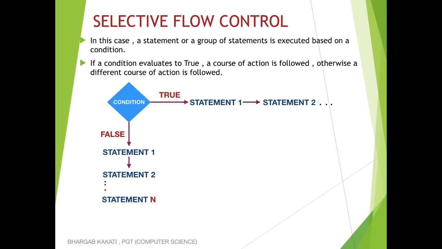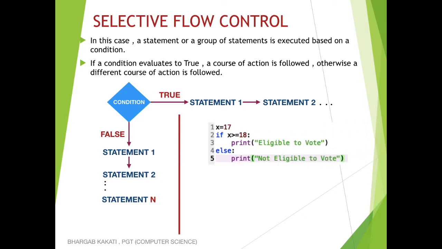Here what will happen? All the lines of code will not be executed, only certain specific lines of code will be executed, and it will be dependent upon a condition. Okay, so for understanding this, let us take a simple program which checks whether a person is eligible to vote or not.